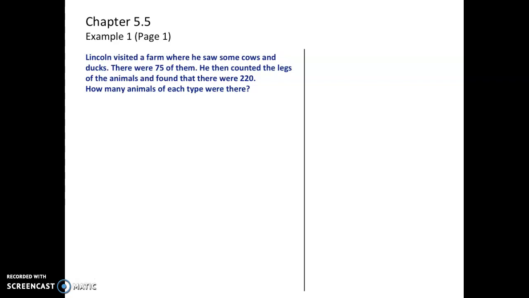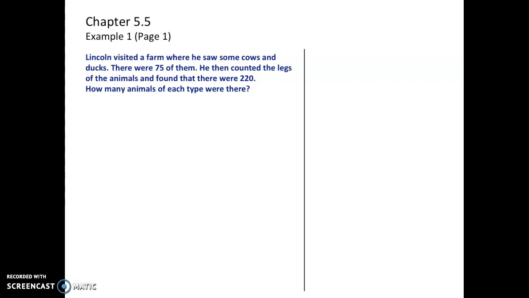Let us now look at example 1 on page 1. Lincoln visited a farm where he saw some cows and ducks. There were 75 of them. He then counted the legs of the animals and found that there were 220. How many animals of each type were there?